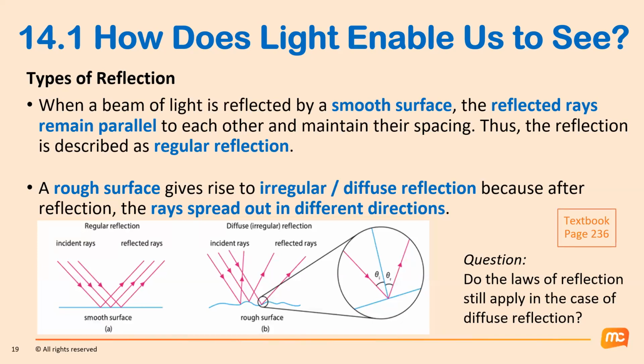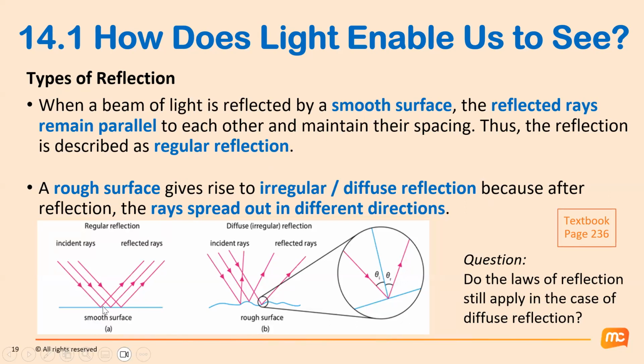Okay, let's move on to the next section. After the law of reflection and different terms, we are going to learn that there are 2 different types of reflection. The first type of reflection happens on a very smooth surface. When you have a parallel beam of light that shines onto it, the reflected rays remain parallel to each other, which can be seen from this first picture over here.